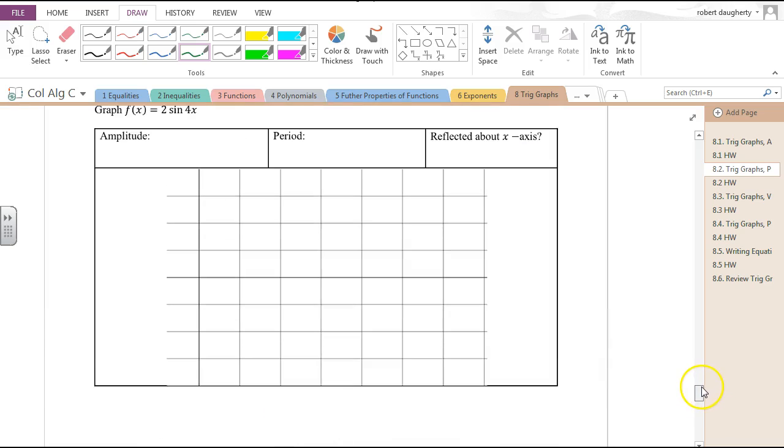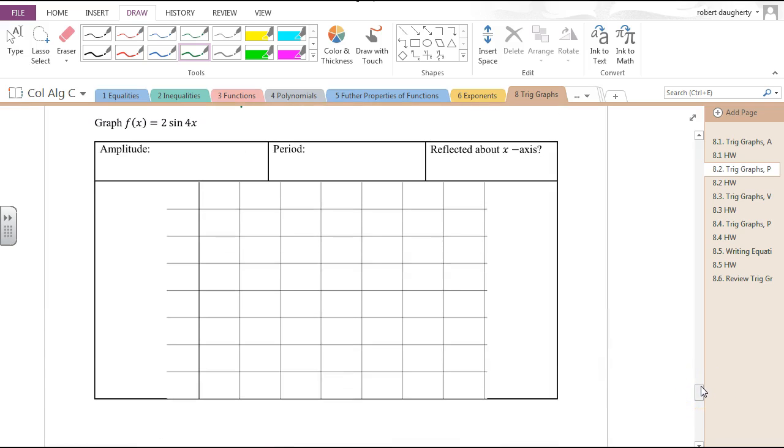And one more. Amplitude. Amplitude is 2. Period. Yeah, so the period is always 2 pi divided by b, which is that number in front of x. So this is pi over 2. Is it reflected about the x-axis? No.